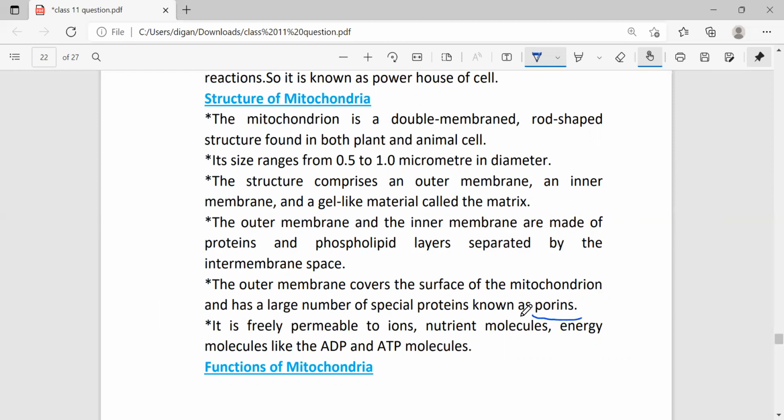This term is important. Sometimes a single definition also comes. What do you mean by porins? Then you have to write this one: it is freely permeable to ions, nutrient molecules, and energy molecules like ADP and ATP molecules.